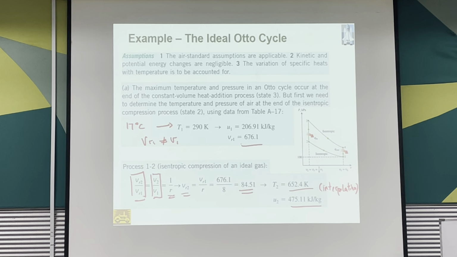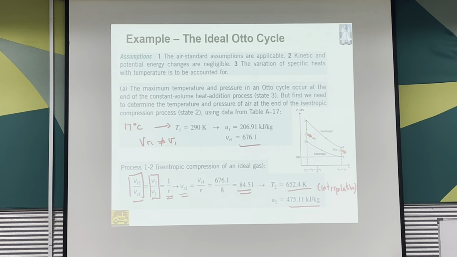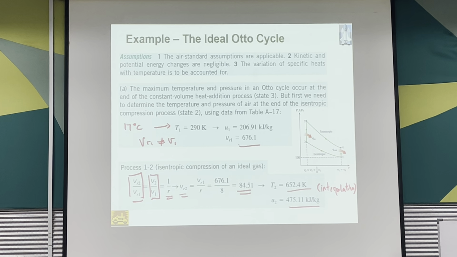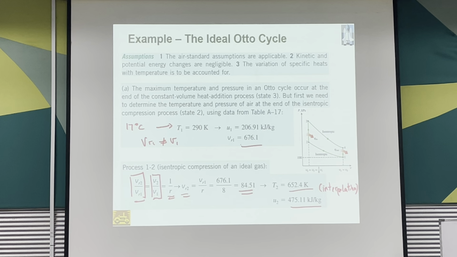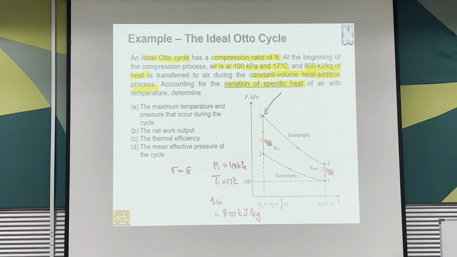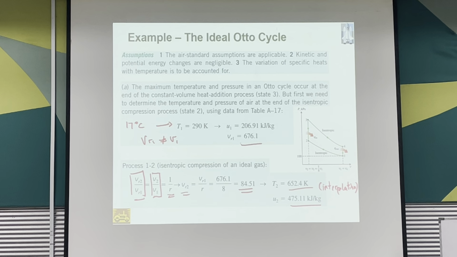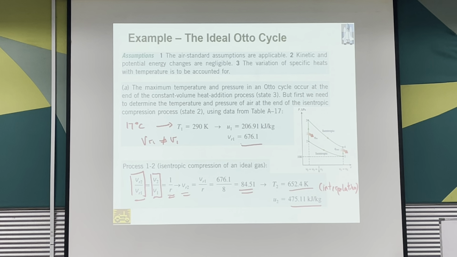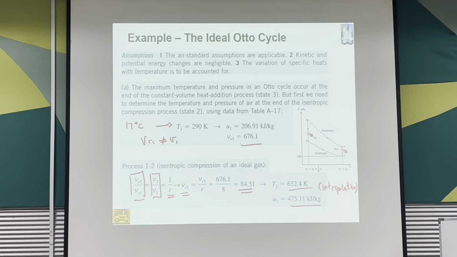Okay, so now is the issue. To be fair, for this question, you don't really need to find the temperature if the question didn't ask for maximum pressure. You will see why that is the case. But technically speaking, you can find U3 now, right? Because the question gave you Q in. You have Q in, you can find U3, because Q in is just U3 minus U2.